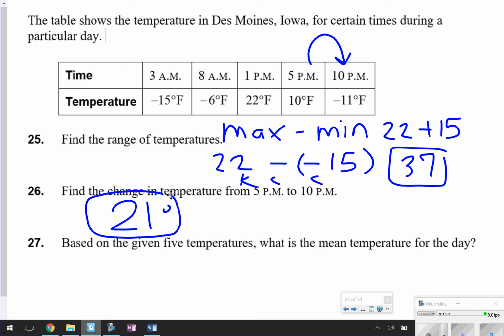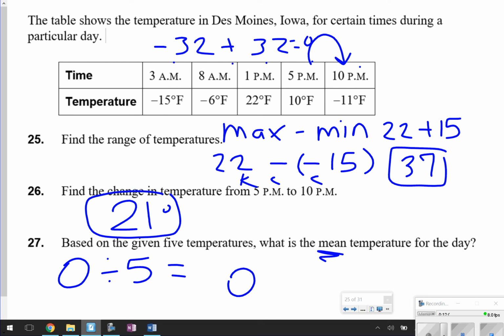And then 27, based on 5 given temperatures, what's the mean temperature for the day? Remember, to find the mean or the average, you have to add them all up and then divide by how many there are. 1, 2, 3, 4, 5. When you add up the negatives, you get negative 32. When you add up the positives, you get positive 32. So when you add them together, you get 0. So you're essentially doing 0 divided by 5 days, which is still 0 degrees. So the average temperature for those 5 days is 0 degrees.